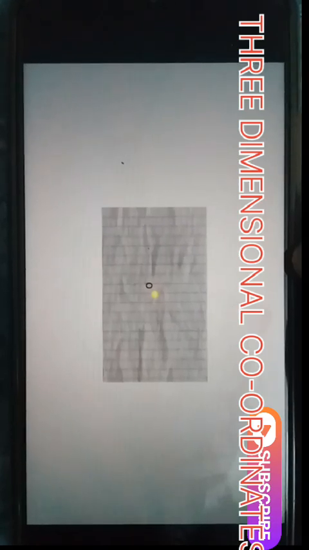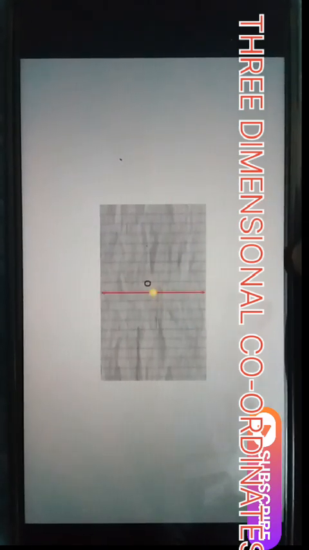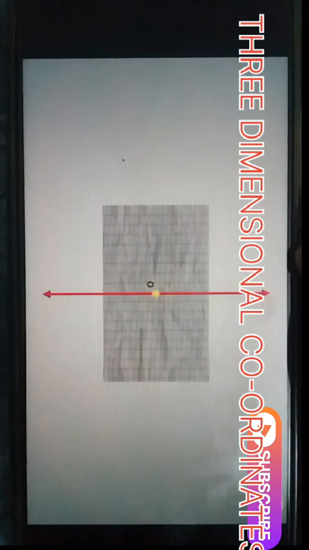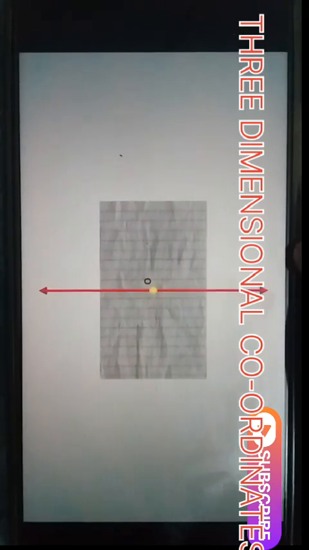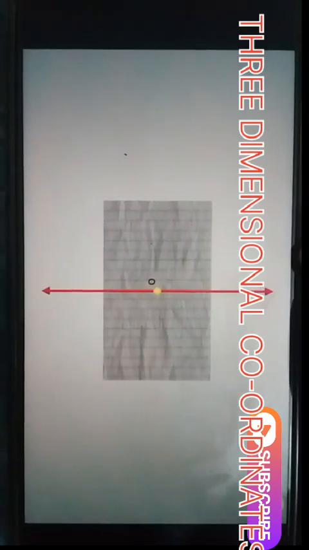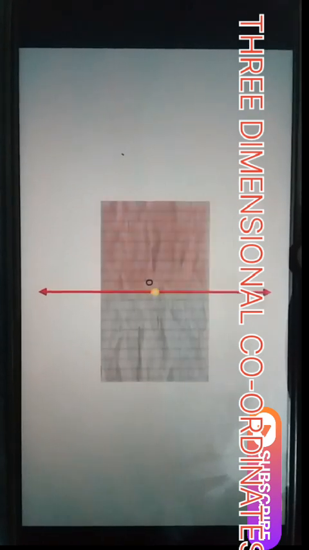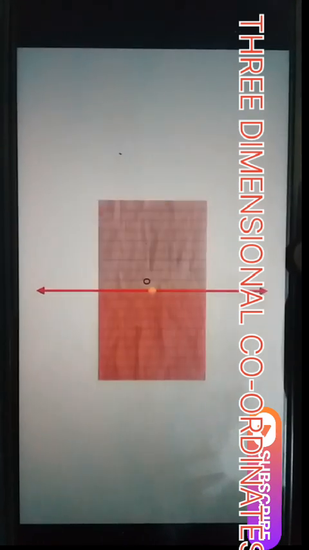Center as O. We draw a line through the center like this. How many parts is the page divided into? Yes, 2 parts. So the line divides the page into 2 parts.